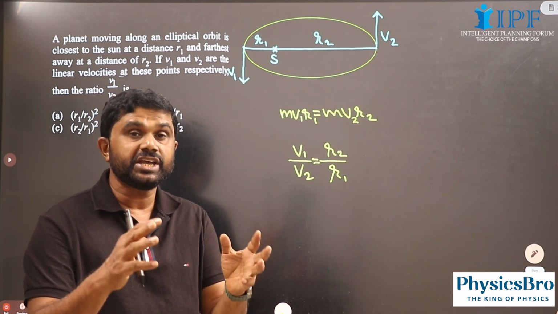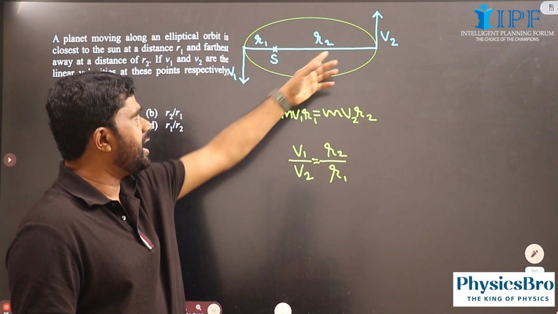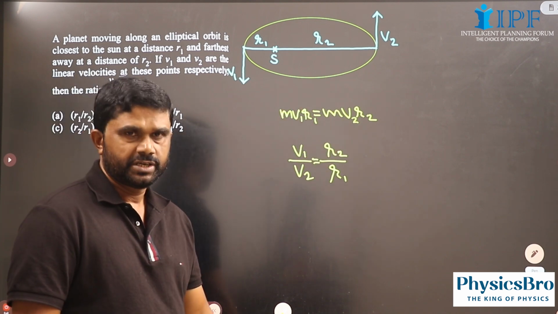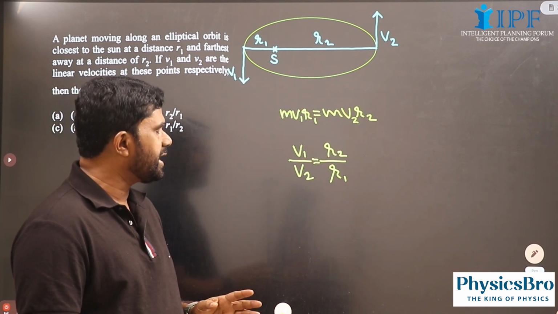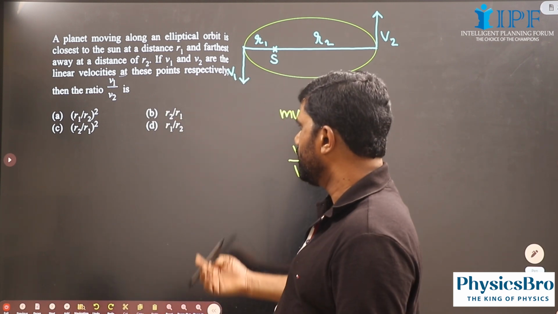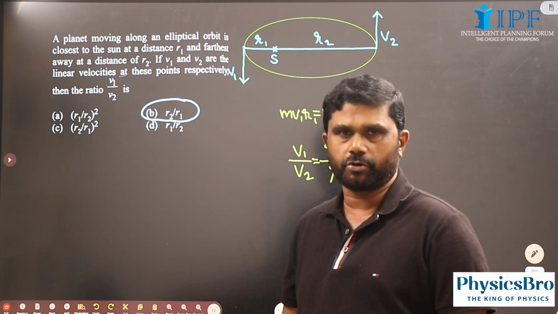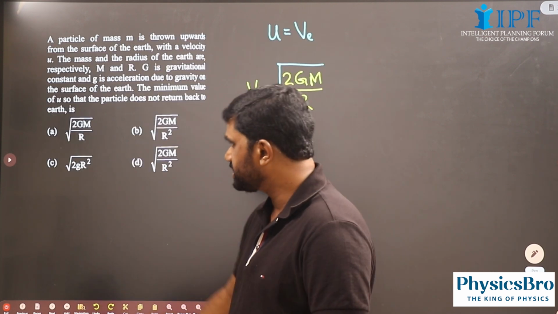Angular momentum is linear momentum into perpendicular distance. So here it will be m v1 r1 and here it will be m v2 r2. Okay, m on both sides can be cancelled, so we will get v1 by v2 equal to r2 by r1. R2 divided by R1 means this must be the correct option. Okay, now let's see the next.